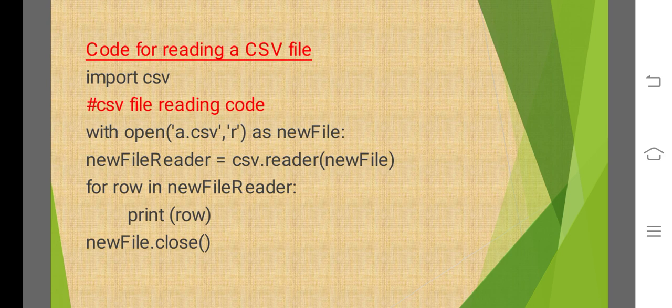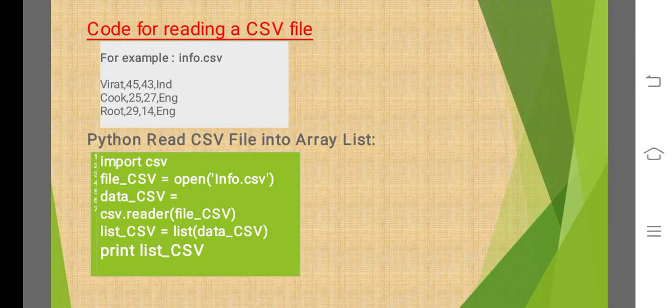Now I will explain in the next lecture how to handle these files practically. Now the coding for reading and writing a file. For one example, I will show you. For example, info.csv is a file. Virat, 45, 43, India, all separated by commas. That means this is your first row. Cook, 25, 27, England. Root, 29, this is the third row. That means three records are there in info.csv.